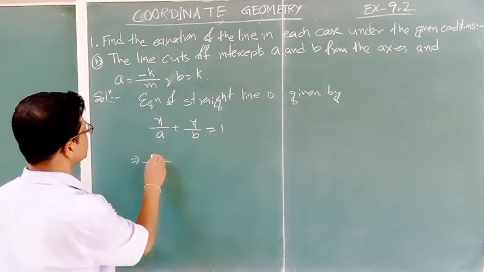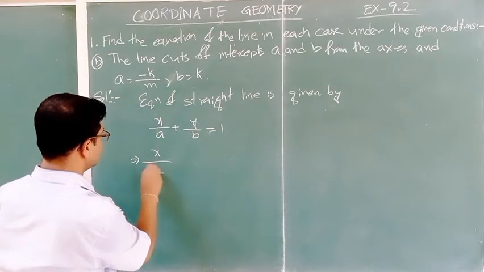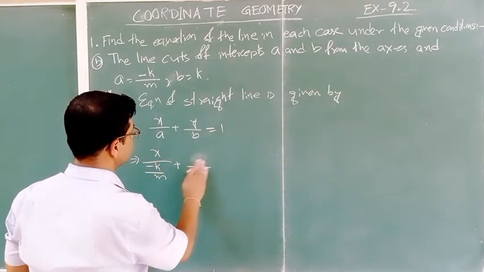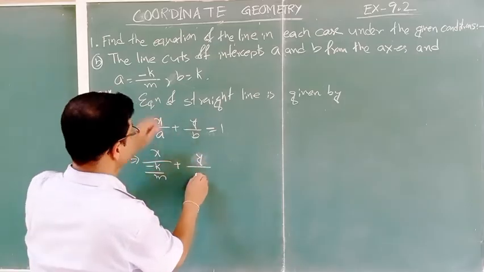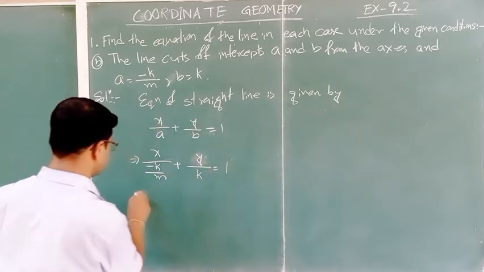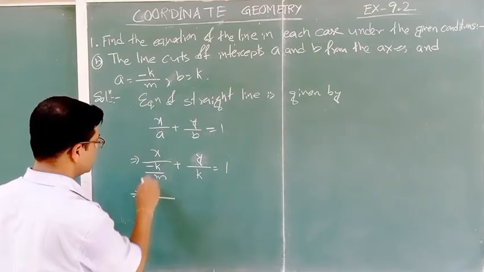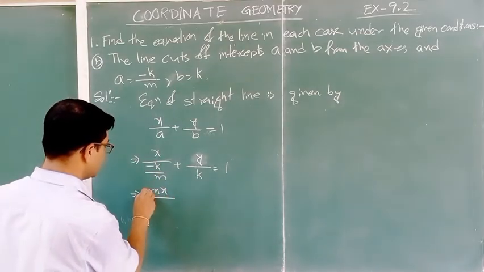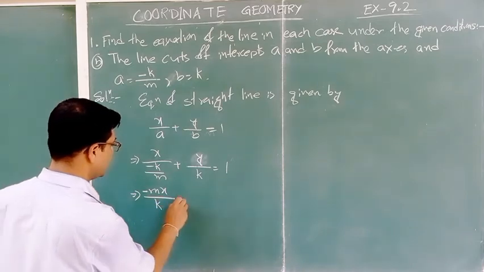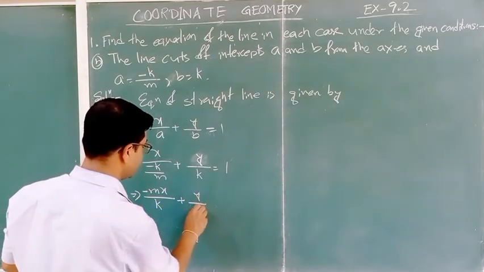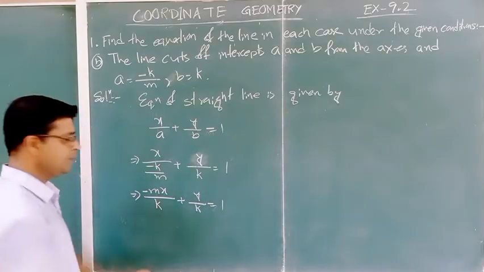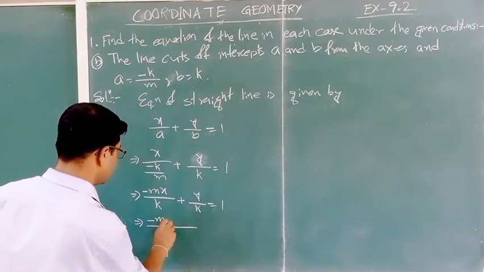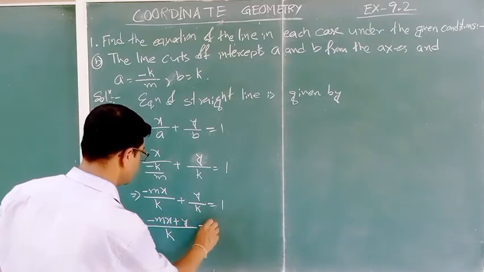Now let us just substitute the values. What is A? A equals minus k by m. What is B? B is k, equal to 1. Now this m will go in the numerator, so this is mx by minus k, so that minus we can write here, plus y by k. Why have we done this? To make the same denominator. We take the LCM. What is the LCM? k, minus mx plus y is equal to 1.